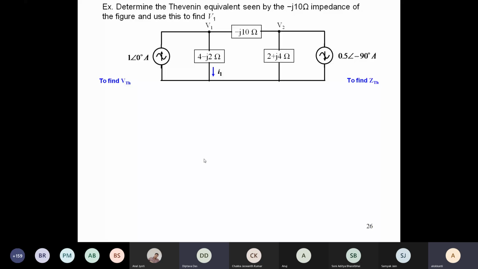Similarly, to find ZTH, the Thevenin impedance, across those two open terminals you will have to find the impedance, but by de-energizing or deactivating the sources. If it is a current source, it has to be open circuited, and if it is a voltage source, it has to be short circuited. Some sort of this type of thing you have to do.